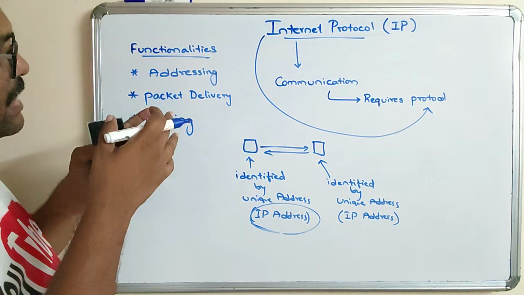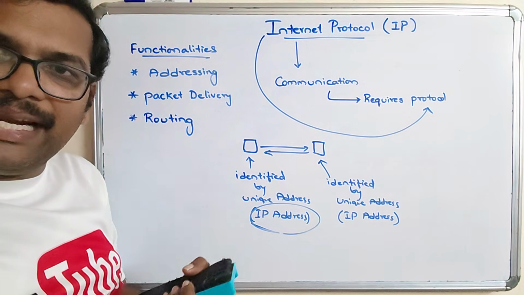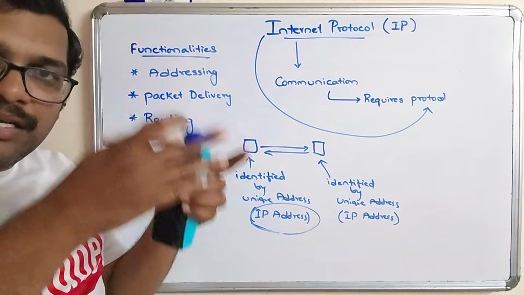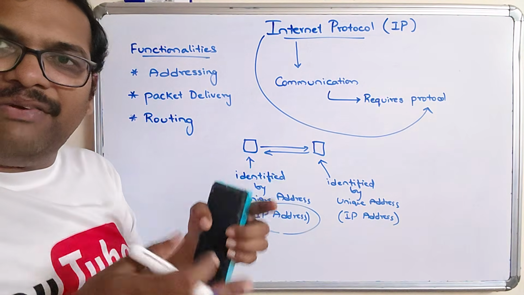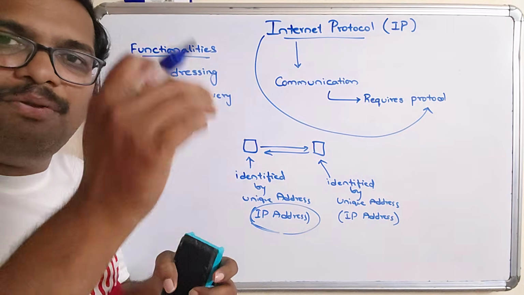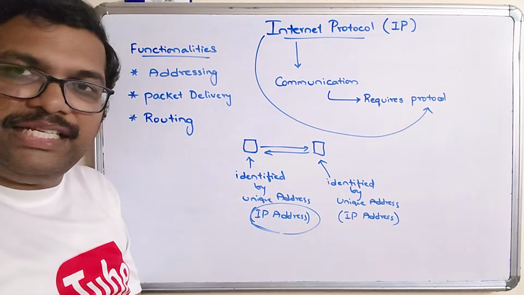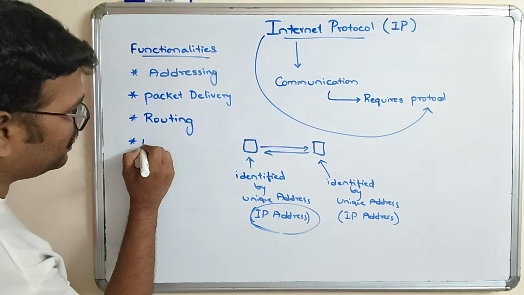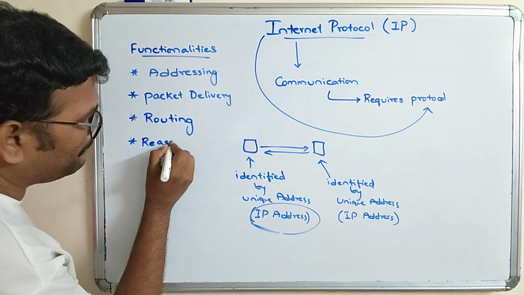So majorly these are the functionalities. One is addressing: each and every device will be given an IP address. Packet delivery: the large amount of data will be divided into different packets, and each packet will have the source IP address and the destination IP address, as well as the sequence. So one more thing, reassembly.